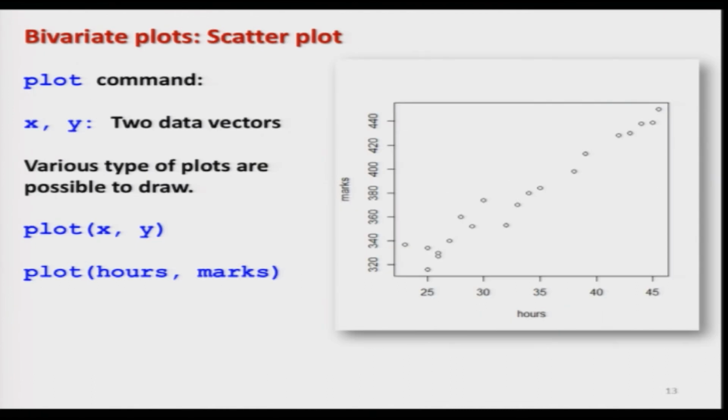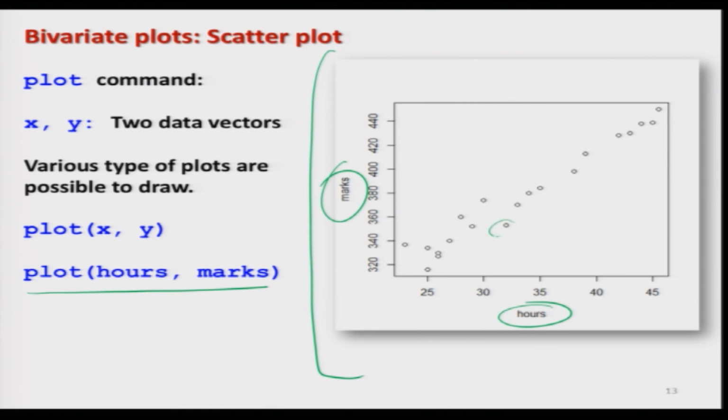Now I try to use the command plot. If you simply use the command plot xy, by default it will give you the points. So I use these two data vectors, and if I write plot hours marks, you will get this type of graphics. You can see this is hours, this is marks, and these are your different data points. So this is indicating that there is an approximately linear relationship between the number of hours of study and marks. That is giving you this type of information.